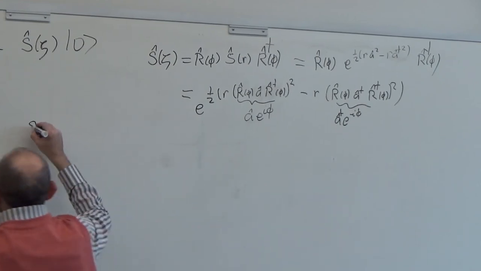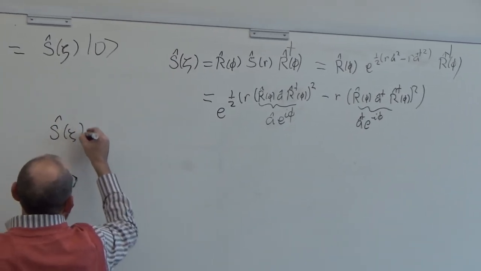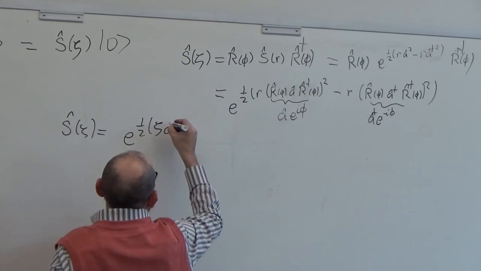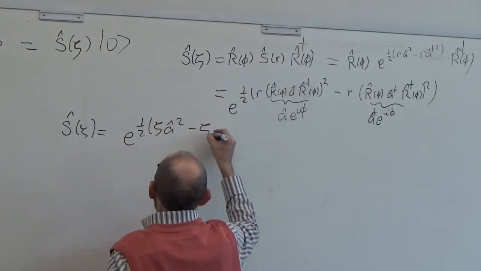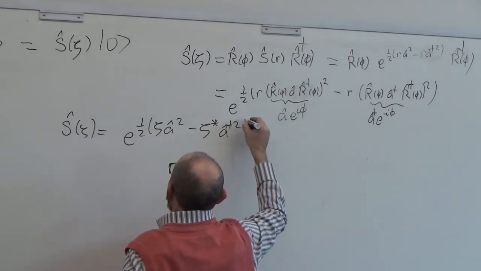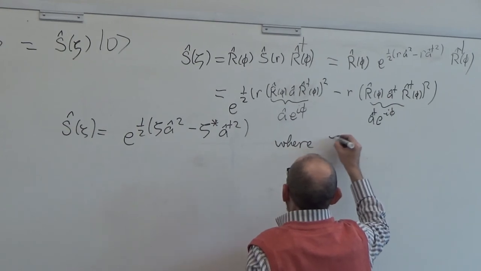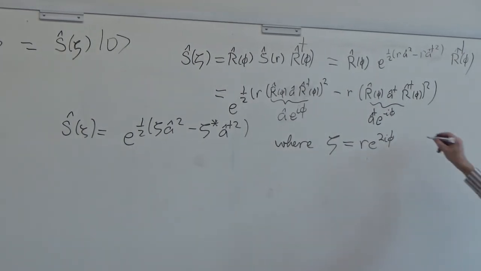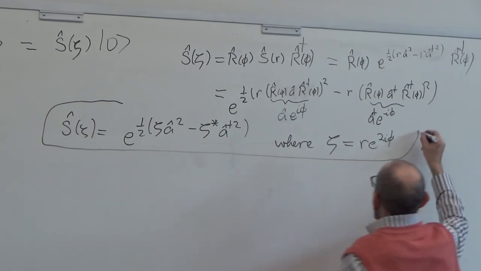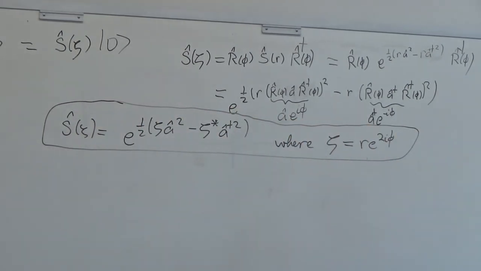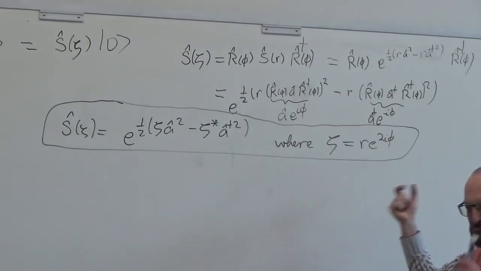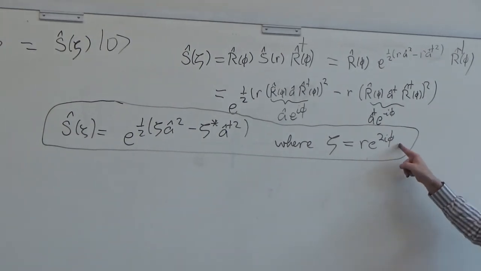So my S of zeta here is equal to e to the 1/2 zeta star a squared minus zeta a dagger squared, where zeta is r e to the 2i phi. Okay. So this is the more general squeezing operator, which squeezes by an amount r along the quadrature phi. That's why I like to choose r to be a positive number, because it represents the amount of squeezing. And the direction of squeezing is determined by phi.